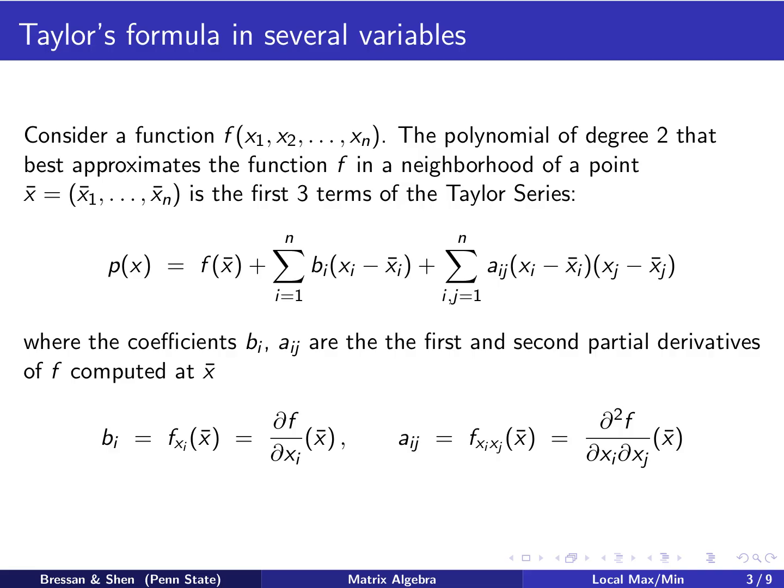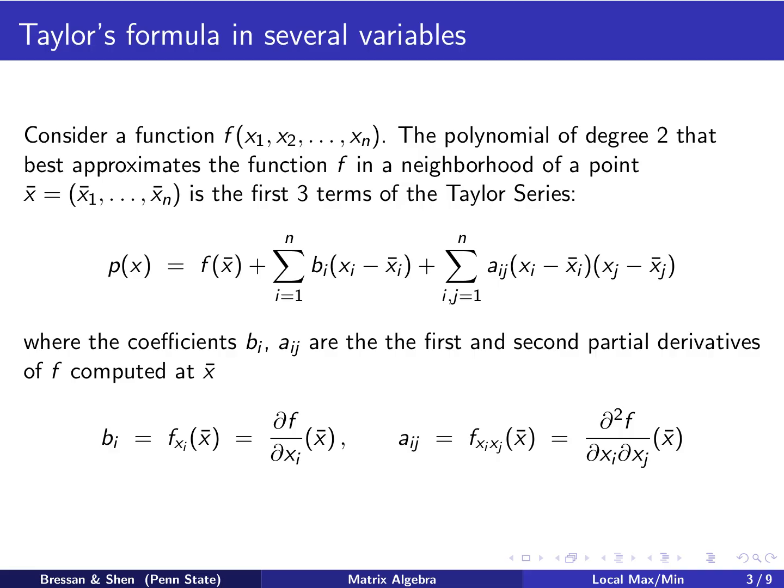So the first term is the function f evaluated at x bar, and then the second term would be a constant bi for each i times xi minus xi bar. So how far away you are from x bar, and then multiply by some bi, and you sum up over all components. And then the third term is a double summation sign. You have coefficients aij, and that's multiplied by xi minus xi bar, xj minus xj bar.